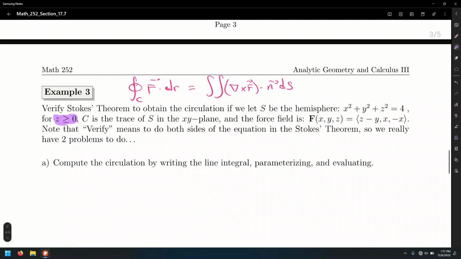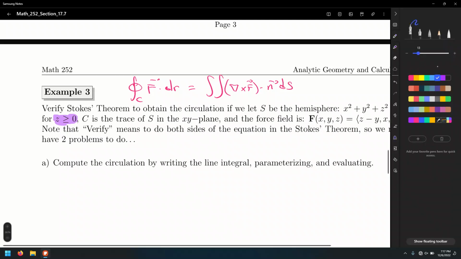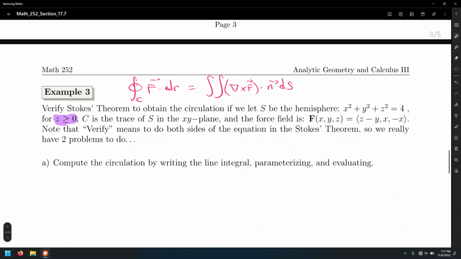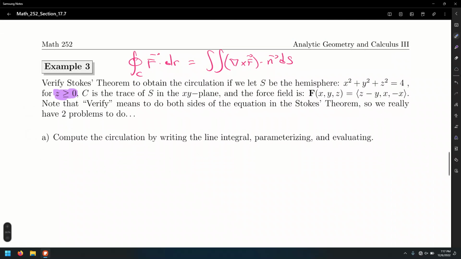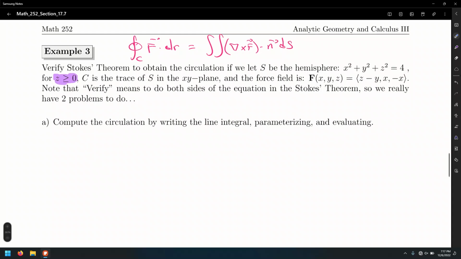And in this case, it's a trace about the xy plane, right? So that means it's consistent with z equals 0. All this vocabulary, all these different ways to present this kind of problem, it's the same thing. All right, so the vector field, the force field, is F equals the vector field z minus y, comma x, comma negative x. Okay, so let's compute the circulation by evaluating the line integral.